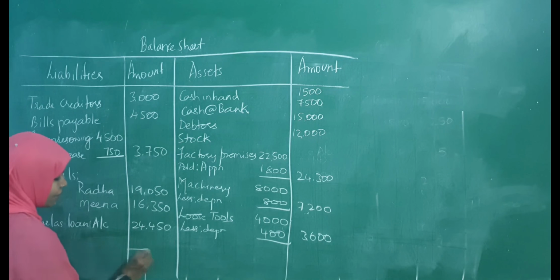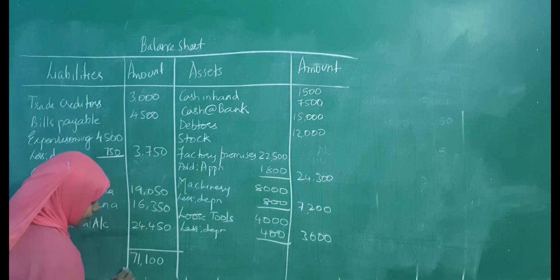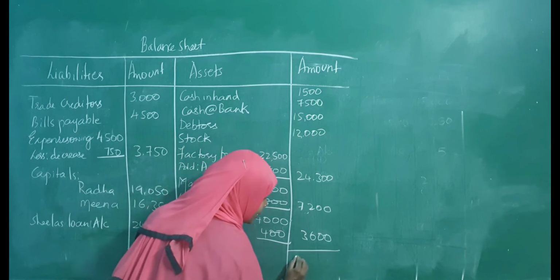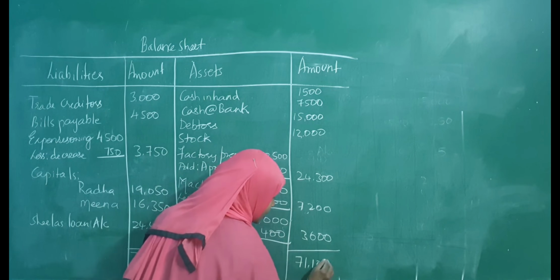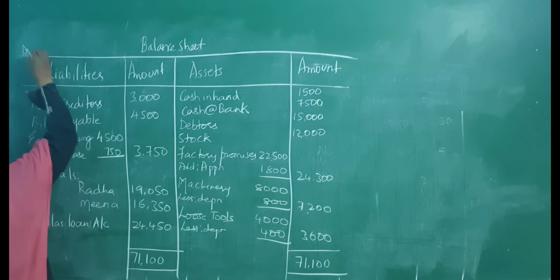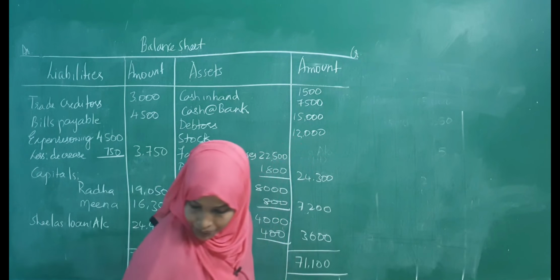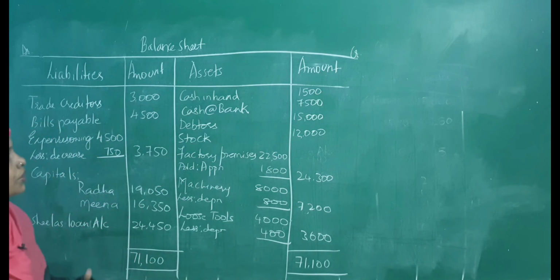The total of both the side will be 71,100. Okay, debit, credit. Okay, so this is the manner how we are going to deal with the sums.